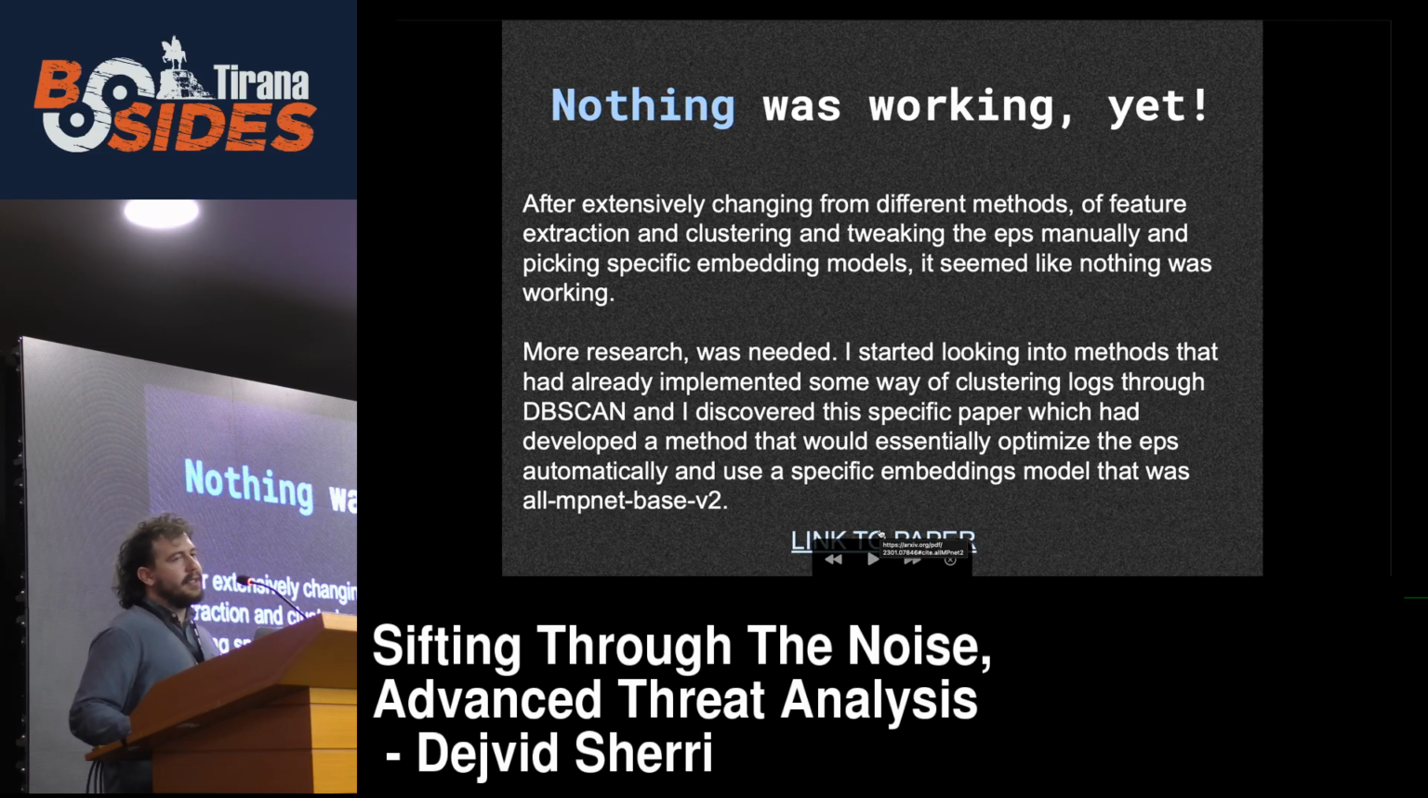At some point I was really stuck because none of the methods I was tweaking manually were working, not to the extent that I really wanted. And this paper had a way of using other machine learning models to optimize the epsilon value, which is a value that is essential when you're using clustering algorithms, and basically decides how the clustering will be done. It's a simple value from 0 to 1, for example.